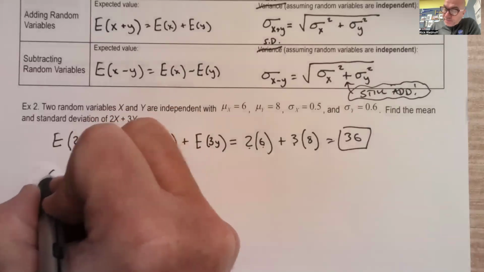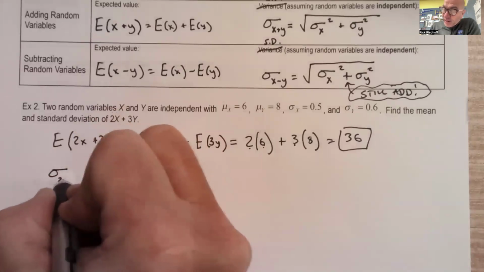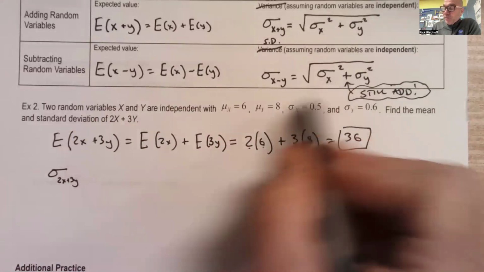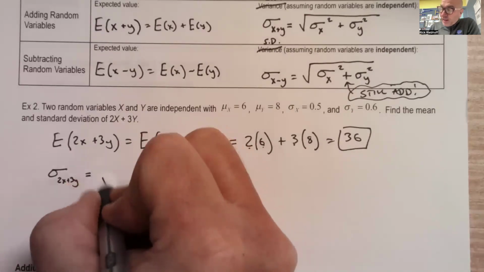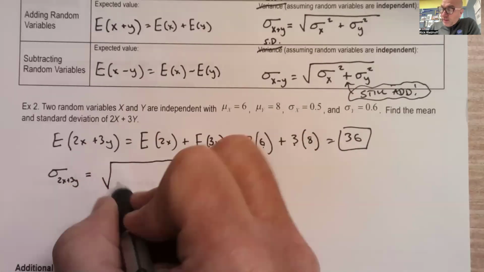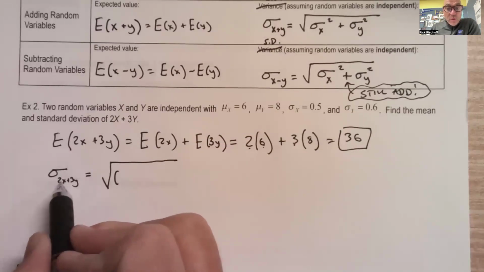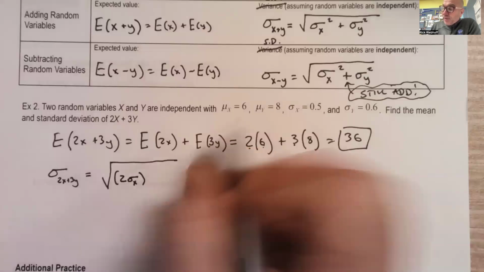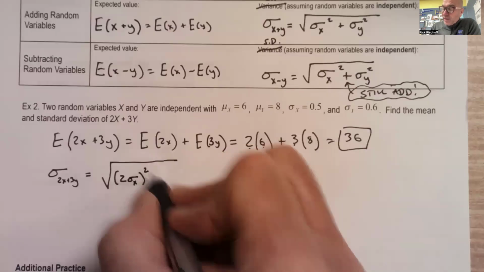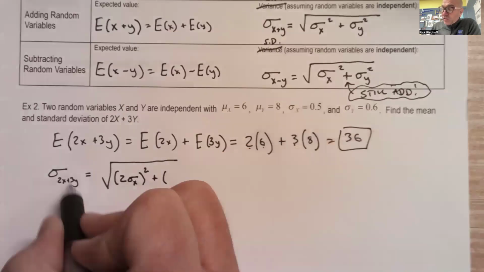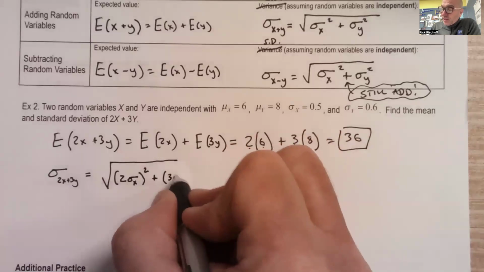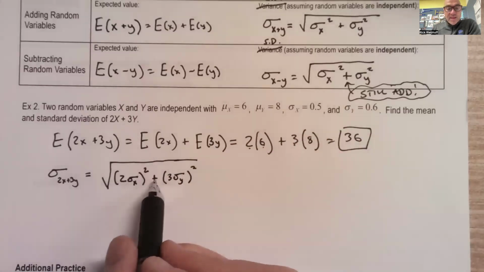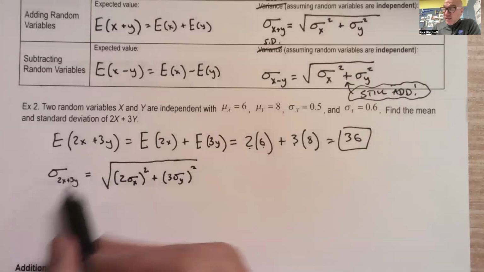For the standard deviation of 2x plus 3y, we're multiplying and adding, so we're going to combine the two rules. Multiplying counts, so we would do 2 times the standard deviation of x, square it, and then add it to 3 times the standard deviation of y, squared. Then I add them up and take the square root, and that gives me the combined and transformed standard deviation.